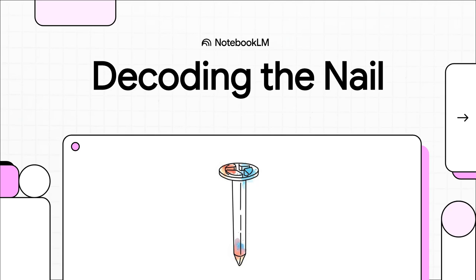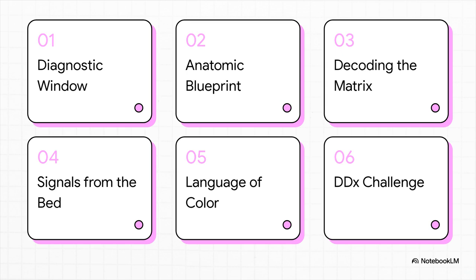Welcome, colleagues. When it comes to nail pathologies, our instinct is often to jump straight to pattern recognition. But what if we took a step back? In this explainer, we're going to reframe our entire approach. We're going to build our diagnostic skills from the ground up, linking every single clinical sign we see directly back to its anatomical origin. So, here's our roadmap.